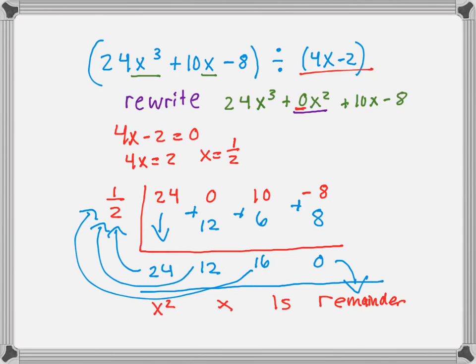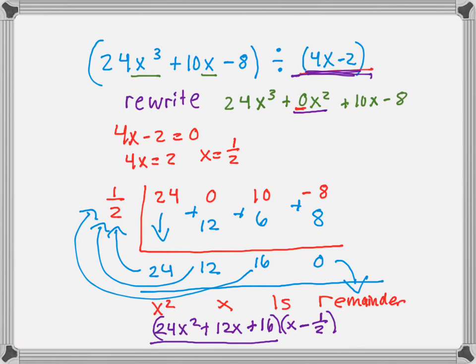And now we can rewrite this as 24x squared plus 12x plus 16 times x minus 1/2. However, as we can see, this is not what we got in the original equation. In the original equation, we had a 4x minus 2. So that means that there's going to be some factor in here that we're going to need to pull out.